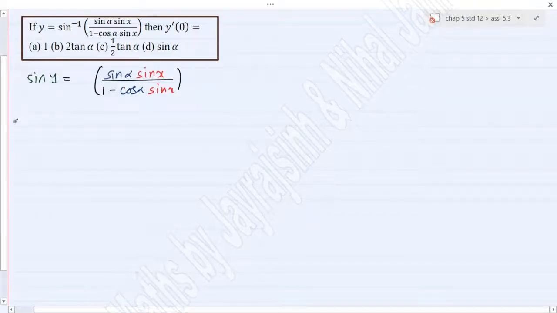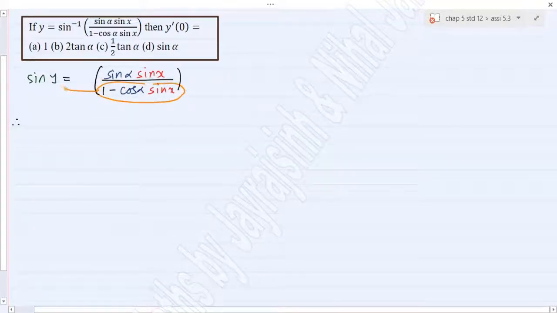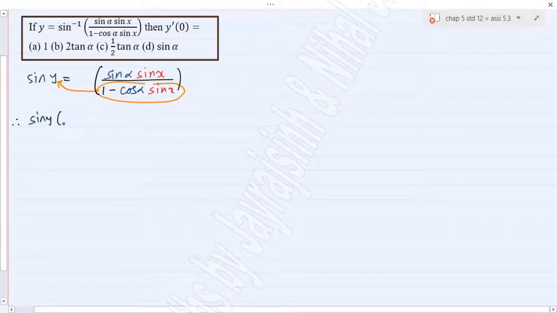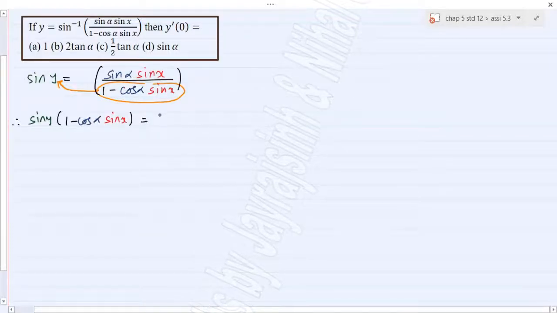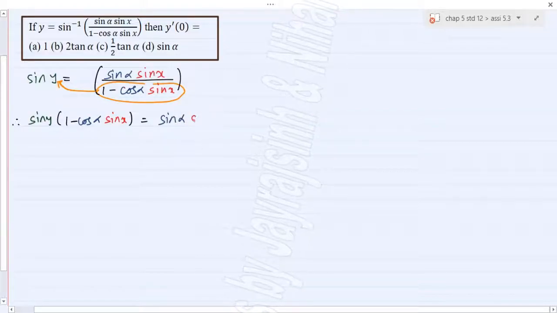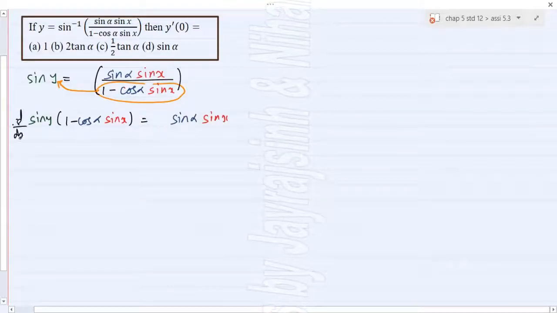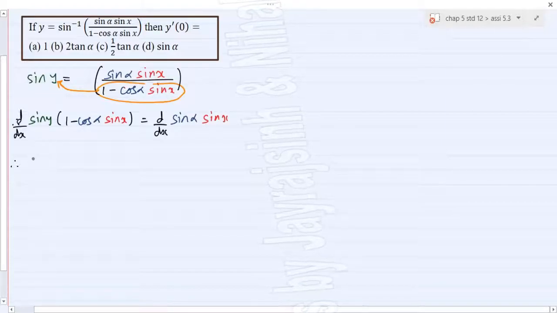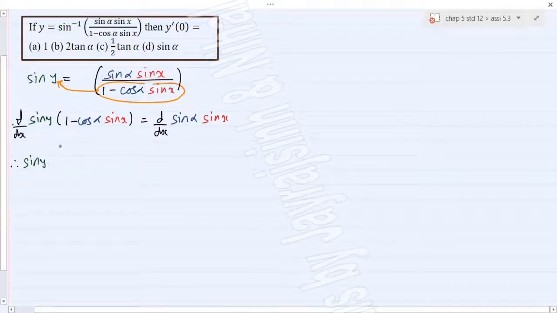Now, for further simplification, let's get our denominator within the multiplication of sine y. So we will get sine y into 1 minus cos alpha sine x is equal to, on right hand side, sine alpha and sine x will be remaining terms. Now we are ready to differentiate both the sides with respect to x. On left hand side, we have to apply multiplication rule. Let's say in first term, your sine y is as it is.